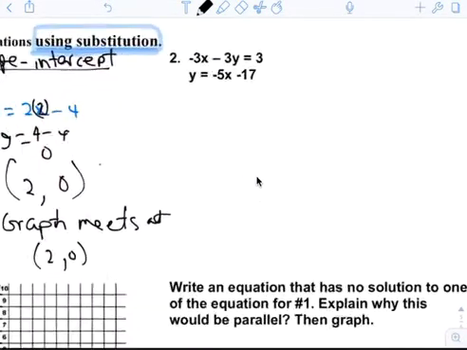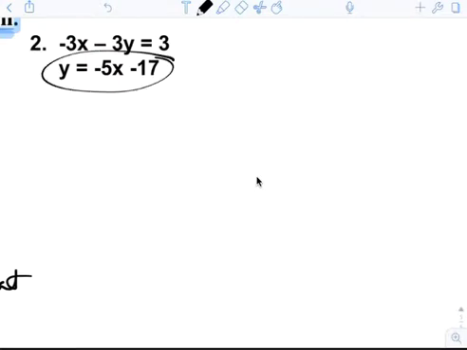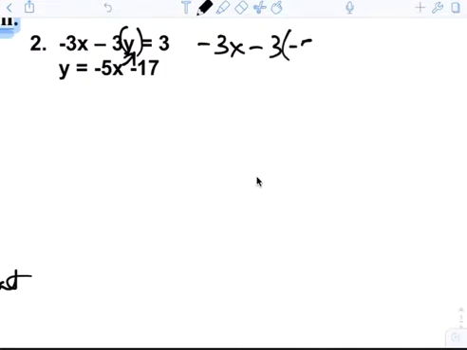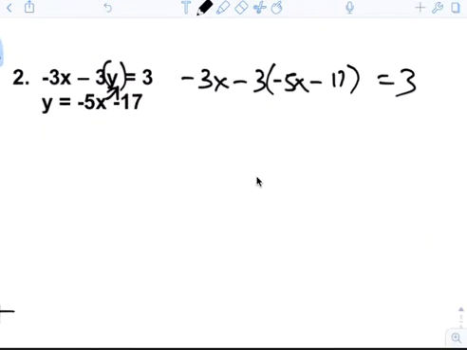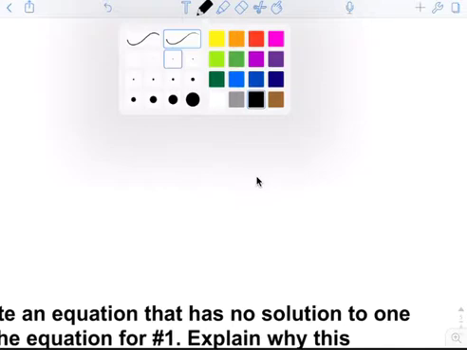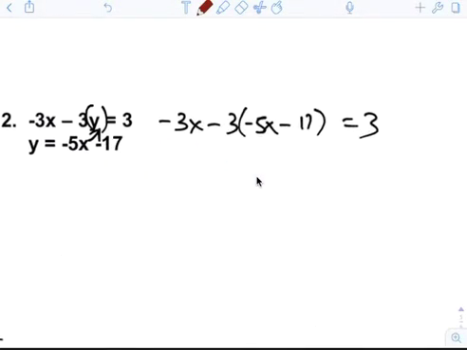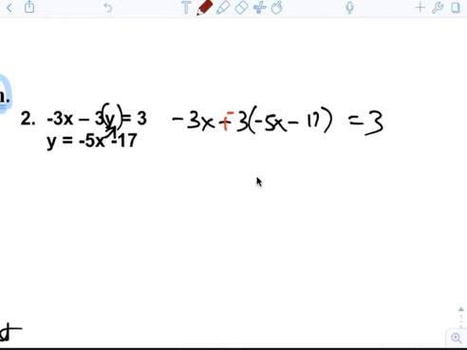Okay? Same here. One of them is in slope-intercept form, so you need to use substitution. So where y is, you substitute that in there. So you get negative 3x minus 3 times the quantity negative 5x minus 17 equals 3. You distribute. Most of you know how to do this. Most of you, I think, are okay with substitution plus a negative. And then you guys prove me wrong on the test. I hope not, though. Additive inverse plus a negative.